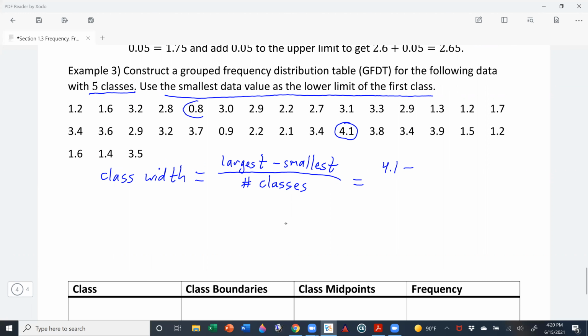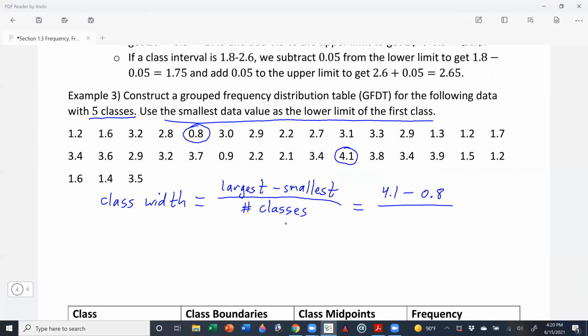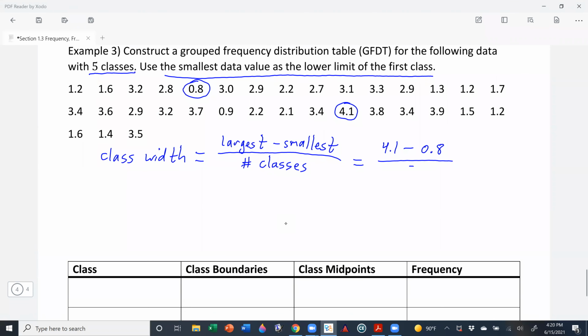0.9, 0.8. Is that the smallest? Take some time, be careful with these. But yeah, it looks like the 0.8 is the smallest. And then the number of classes, it told us to use 5 classes. So that's going to be divided by 5.